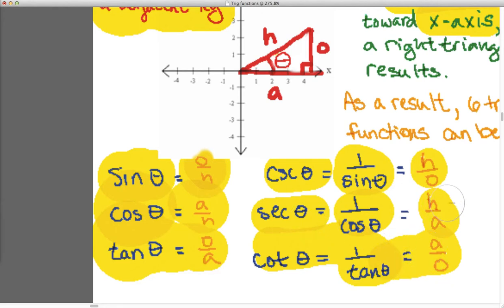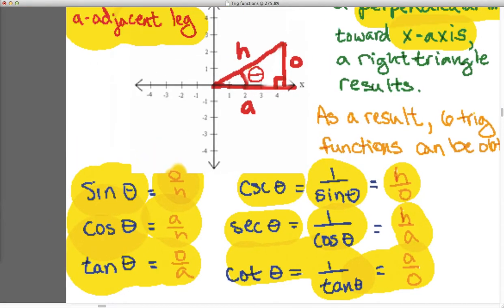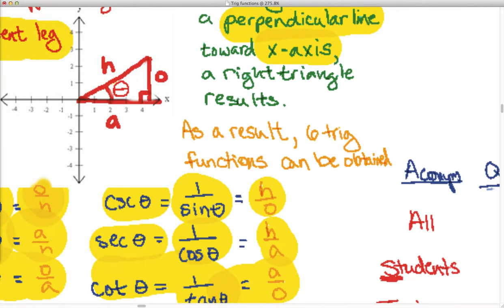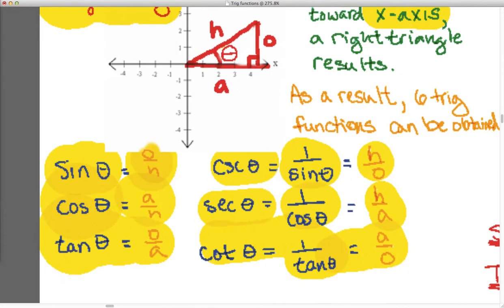Okay, make sure you know those. You got to know those. They're going to come up time and time again. And there are many ways to deal with problems like this. So this is just a foundational basis for the 6 trig functions.